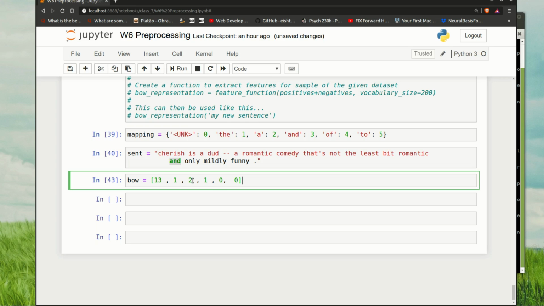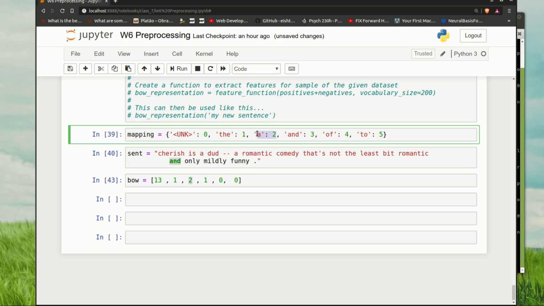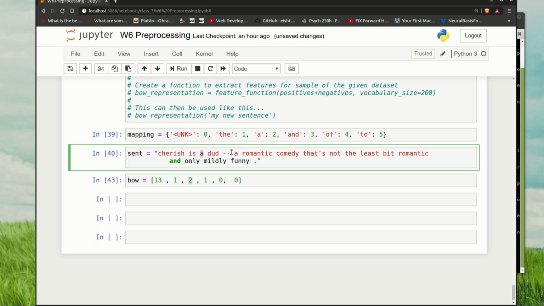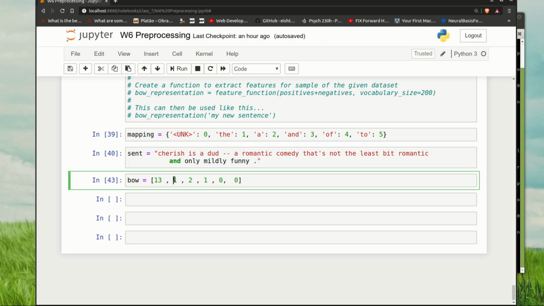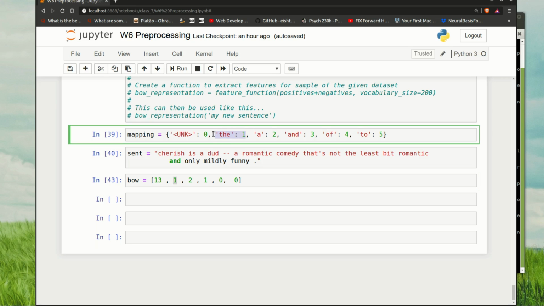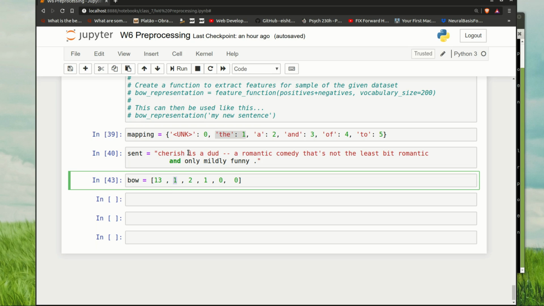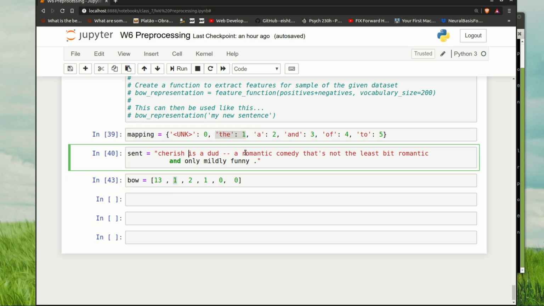Now also there is a 2 here, and 2 corresponds to the word a. So there should be two a's in the sentence. Here is one a, here is another a, and there is no other one. Also there is the word the, which corresponds to the next element in the vocabulary. So this 1 here corresponds to the, and it means that there is 1 the in the sentence. So let's look for it: the romantic comedy that is not the least bit romantic.